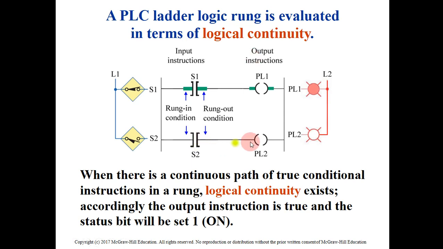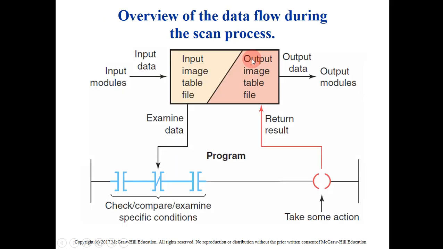Since this instruction is false, the output also will be false, so the output device will be off. In order to have energized status for the output, you must have an active output condition or output instruction here. Okay, so this is active, so this will be energized. This is inactive, so this will be de-energized. Okay, this is how the data will flow during the scan process.